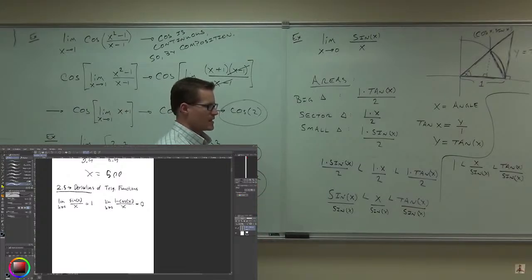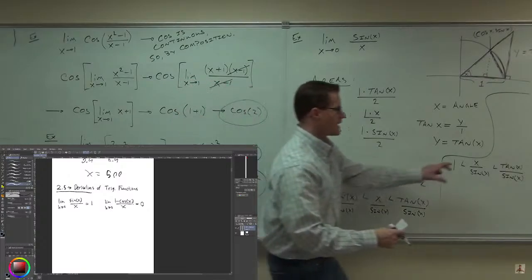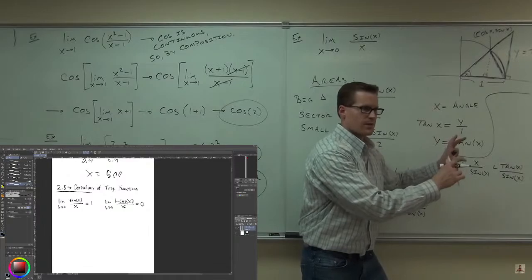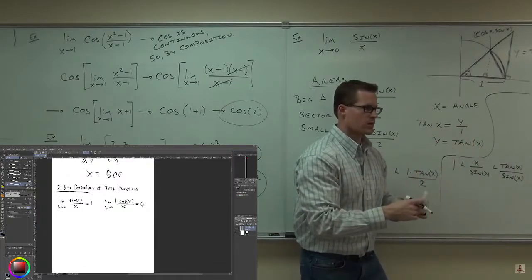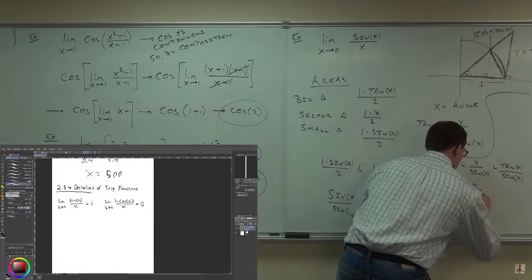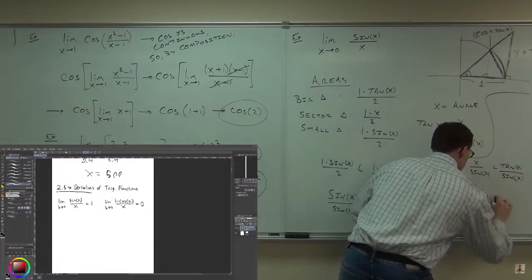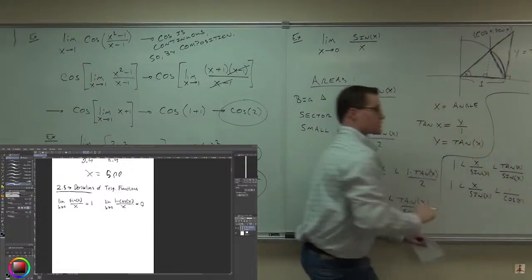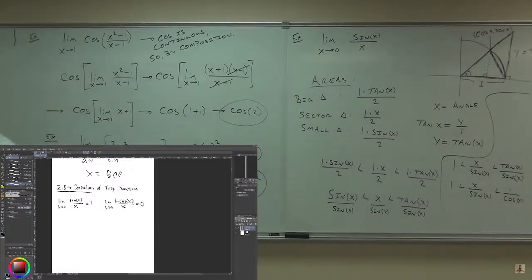How much is tan x over sine x? 1 over cosine, because tan x is sine over cosine, yes? Divided by sine, that means you flip, multiply. You're going to be getting rid of those sines. So you're going to get 1 over cosine. We're almost done.